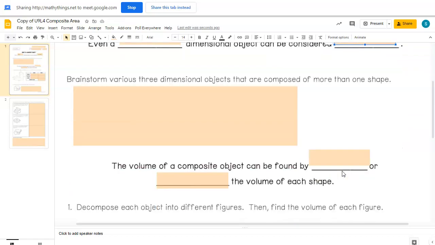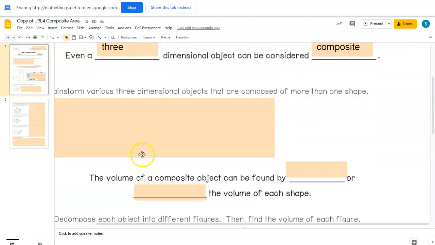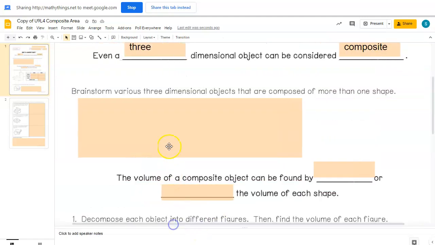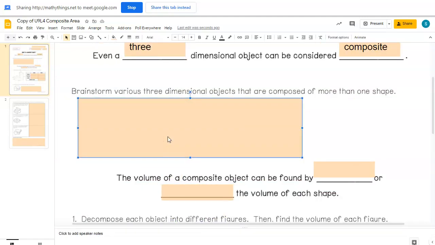Now we're going to think of a couple different ones, like a three-dimensional object that looks like it's made up of simpler pieces. My favorite is the I-beam. They use those in construction. Another one you might think about is a silo. It's made up of a cylinder and then it's got half of a sphere on top.